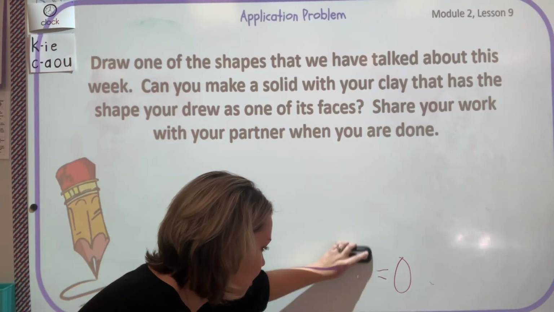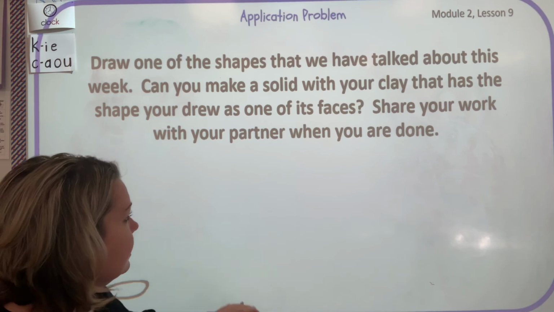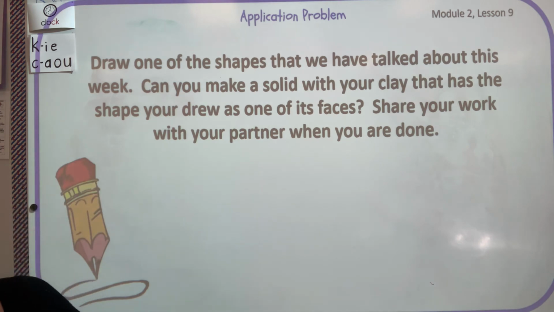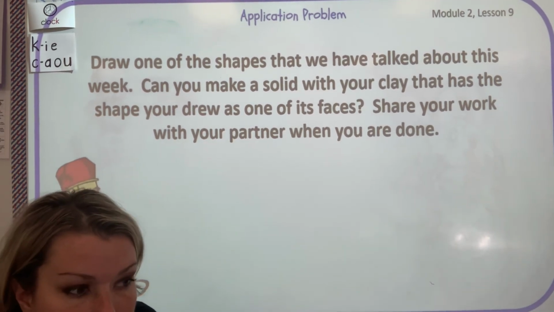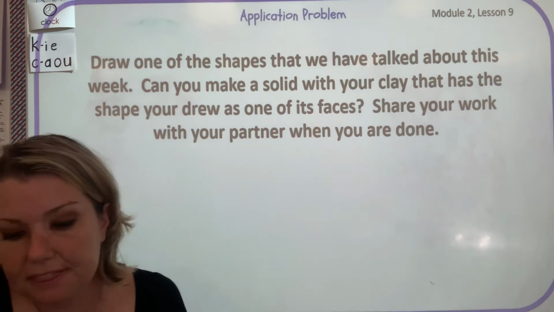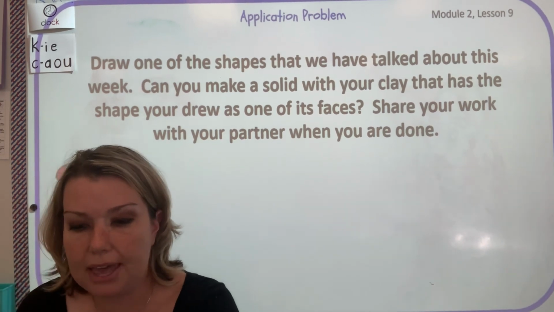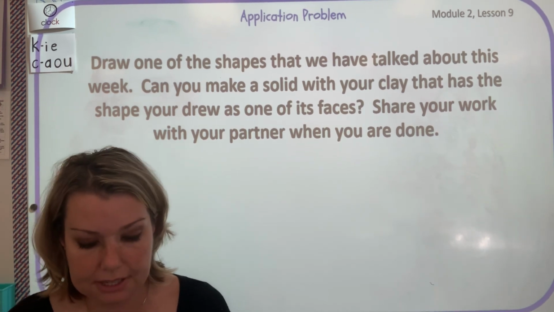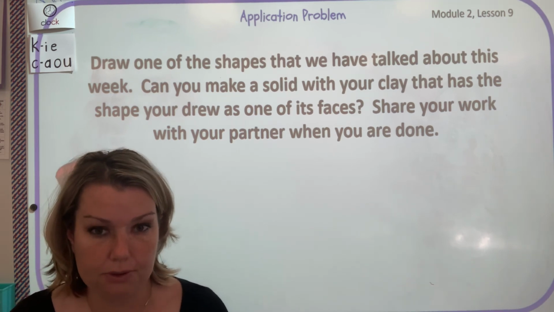Here's our application problem. I asked you guys to bring some Play-Doh to this. It's asking you to make... The Play-Doh is my sister's. That's okay. Doesn't matter whose it is. Make one of the shapes that we've talked about. Is there a page for this? There is, but since we're using Play-Doh, you're not going to need to do that. Okay, so can you make a solid shape with your Play-Doh? Remember, solid means 3D.